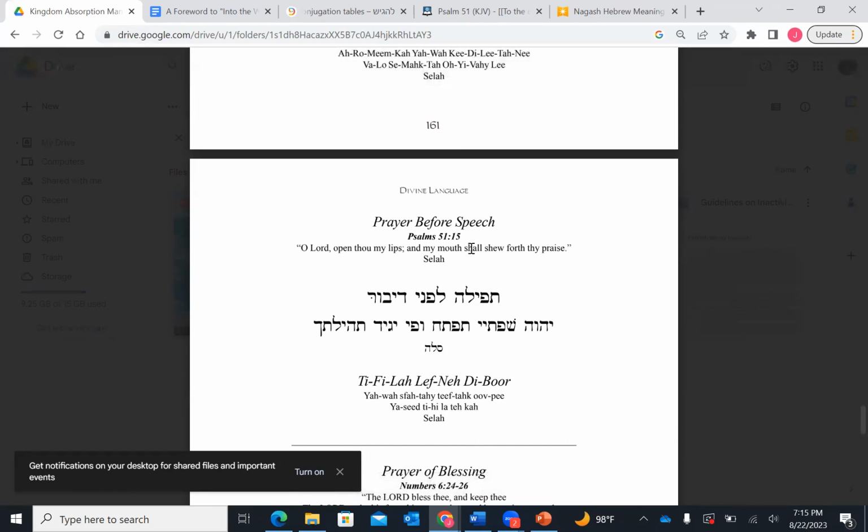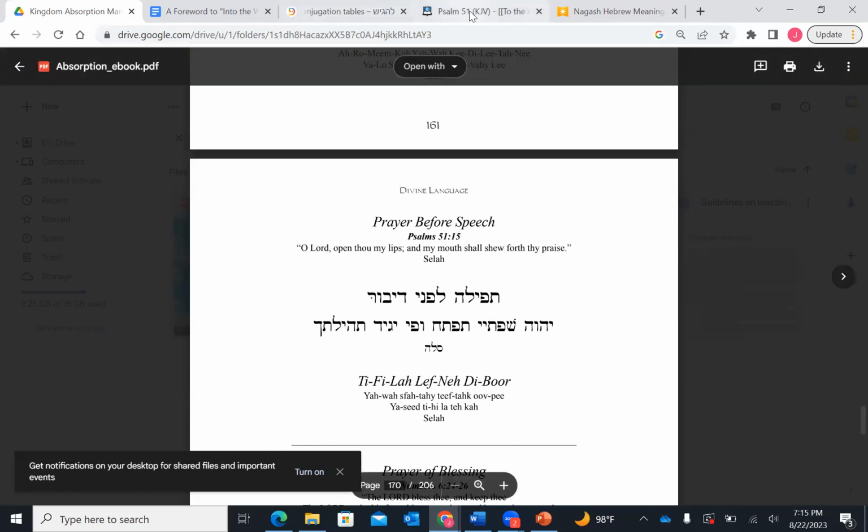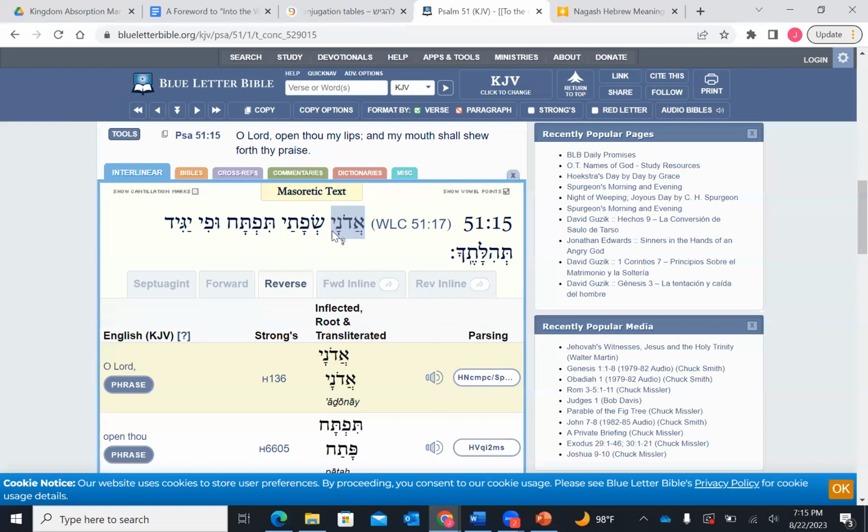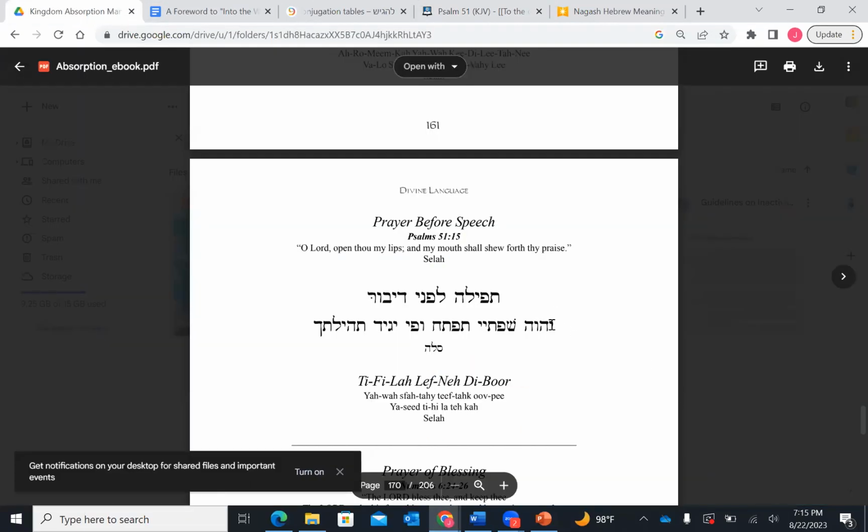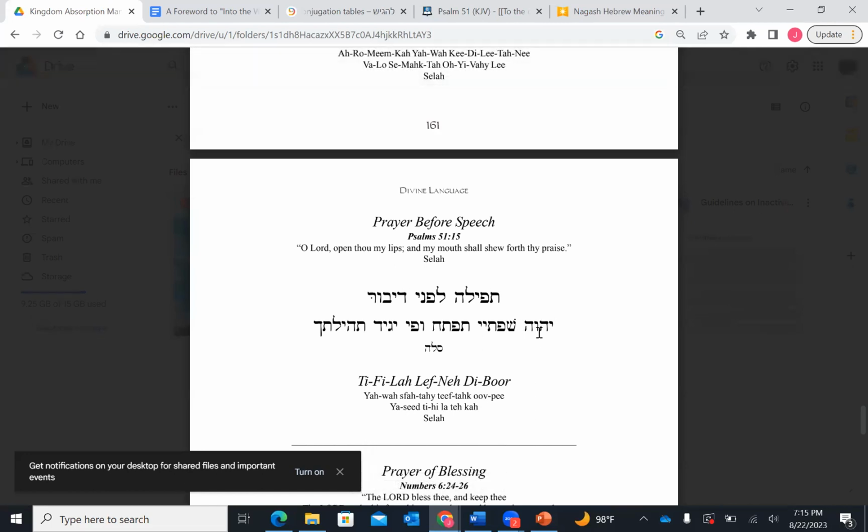This is from Psalms 51:15, but instead of using Adonai like they use in the Blue Letter Bible, they used Yahweh instead of Adonai. So that's why it's different.